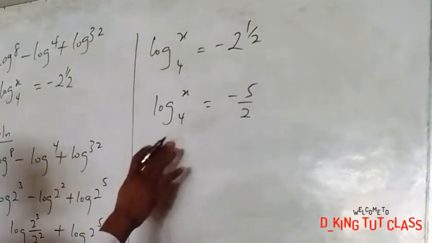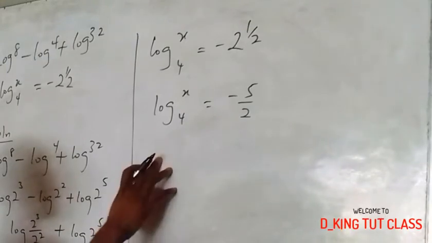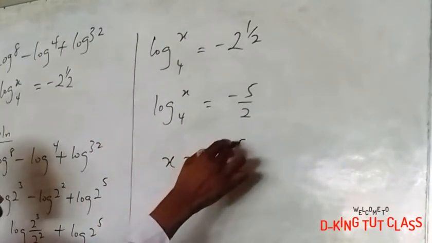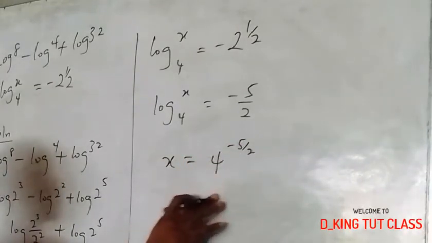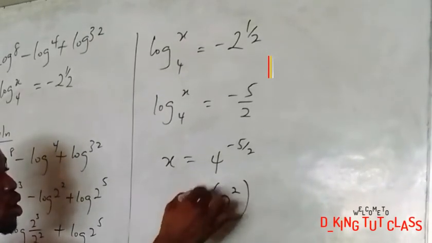Now, let's take 4 to the other side with our law of logarithm, which becomes x equals 4 raised to power minus 5 over 2. Now, 4 can also be expressed as 2 raised to power 2. That becomes x equals 2 raised to power 2, all raised to power minus 5 over 2.